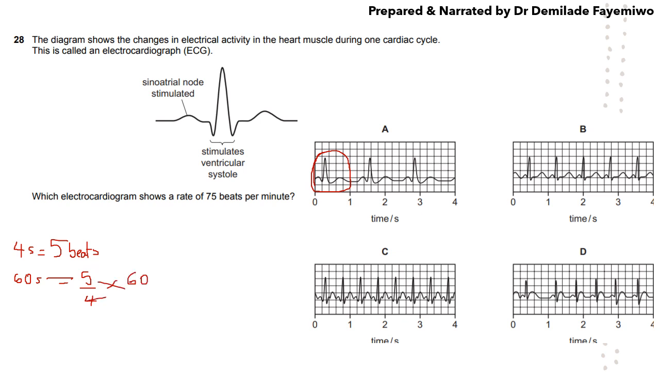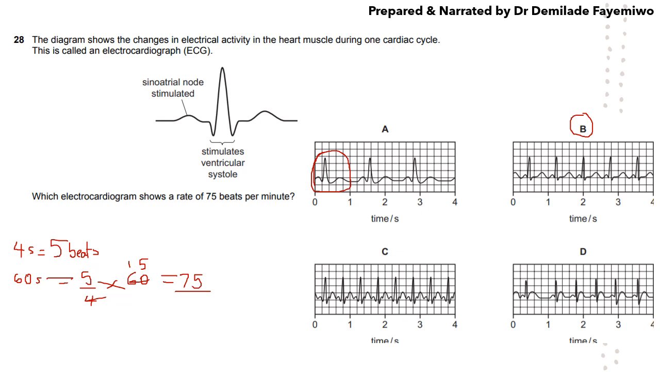And 4 in 60 is 15. And 5 times 15 is 75. And so that tells us that the one that's giving us 75 beats per minute has to be B. If you have some time, you can go ahead and check for C and D, but I would tell you that they're certainly wrong just by counting the peaks.